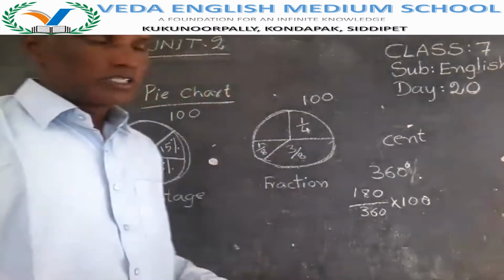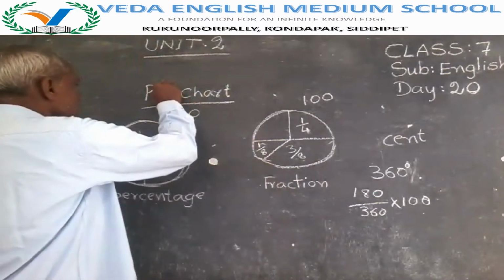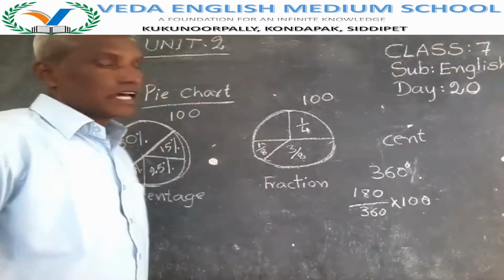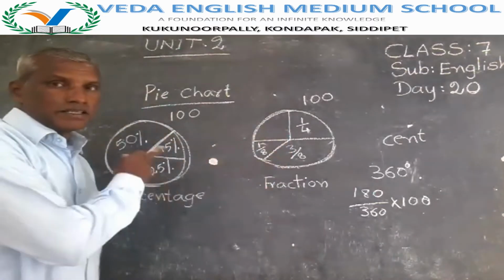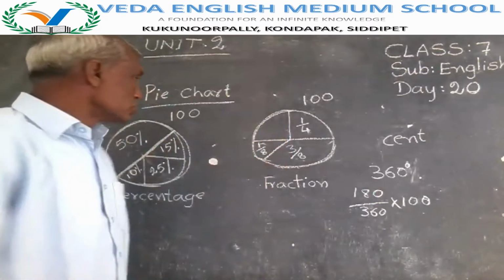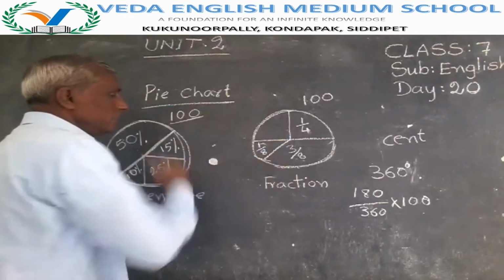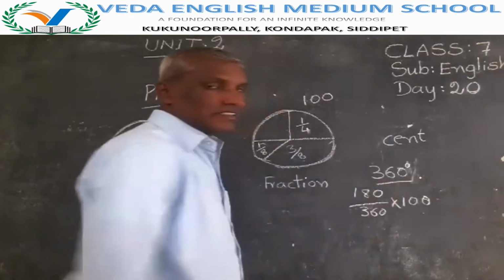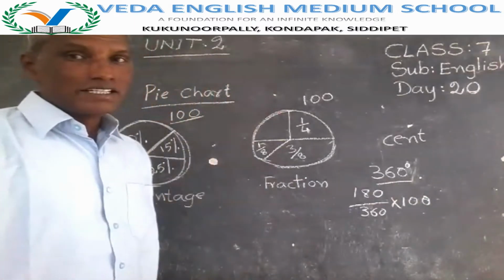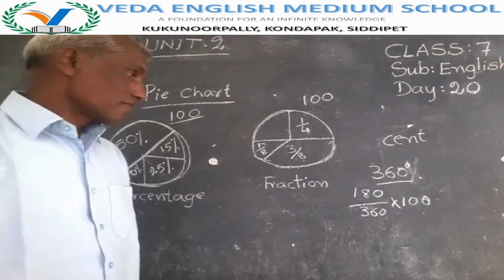Today we learn about pie chart. Pie chart means it is a circle. It is a circle showing about 100% or 360 degrees. So circle has 360 degrees.